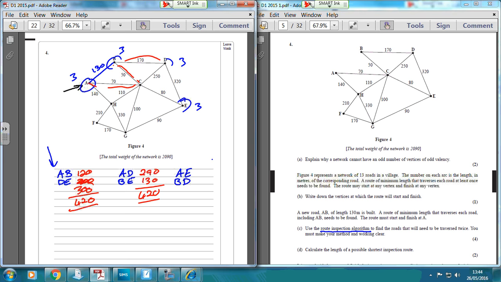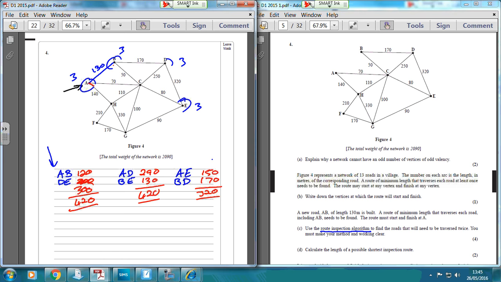So I'm hoping that the other one is going to give us a shorter route, because these two are the same. So I'll try and find A to E. Now A to E, if you look, it's going to be just 70 then 80. So A to E is going to be 150. B to D is simply 170. If we add those together, it's going to be 320.